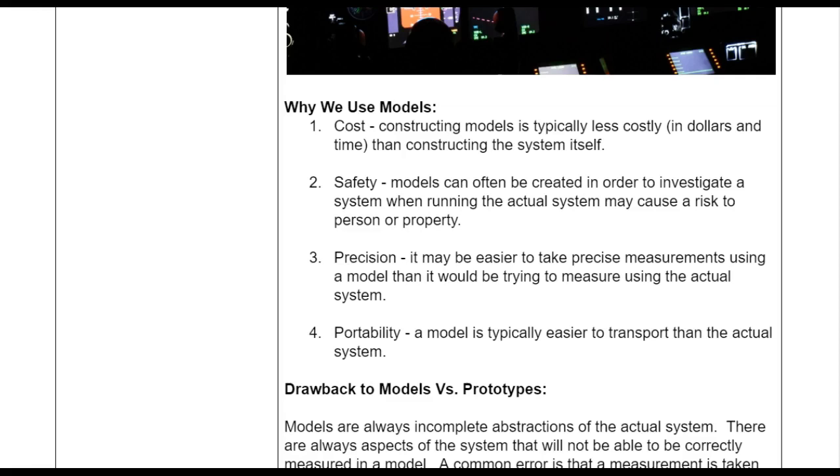Precision. Sometimes it's very difficult to make a precise measurement on a full-scale working system, but if you have a model of it, you can take the measurements a little bit easier because the model is smaller or less complex. And portability. You can move things around within the model, but you can also move the model itself from location to location much more easily. It's much easier to move the model of the bridge than it is to move the bridge, right? So those are the 4 big gains you get through modeling: cost, safety, precision, and portability.